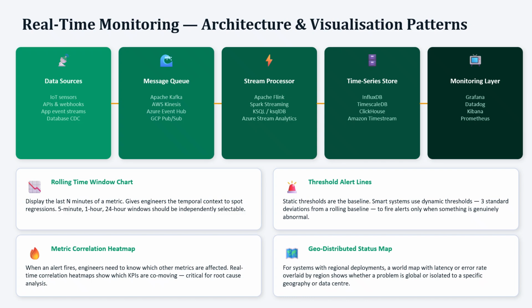So if you alert every time the metric exceeds a fixed threshold, you create alert fatigue. Anomaly detection using a rolling baseline dramatically reduces false positives. You can also make use of a metric correlation heat map. And for systems with regional deployments, a world map with latency or error rate overlaid by region, you can use it as a geo-distributed status map too.